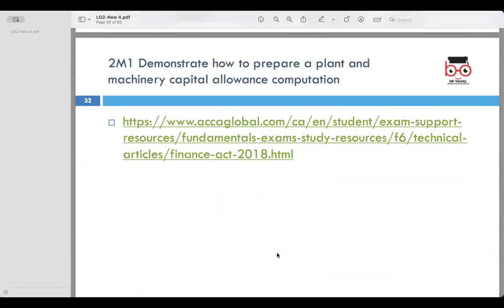You can visit this link to see a demonstration of how to prepare a plant and machinery capital allowance computation. Whenever you get a chance, you can visit this website for further reading or knowledge.